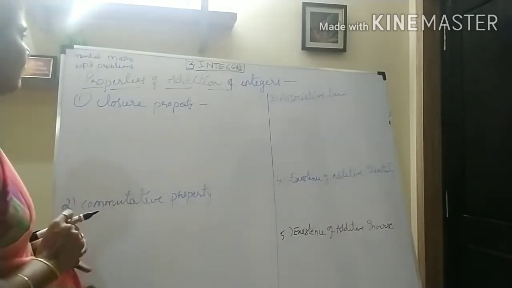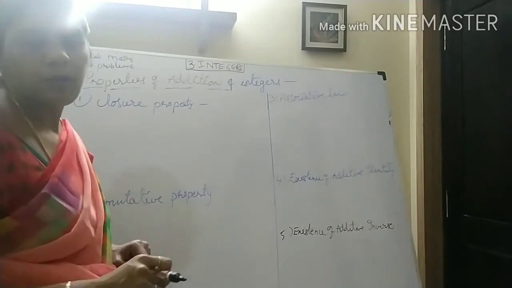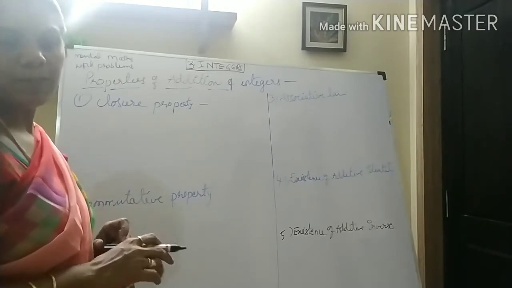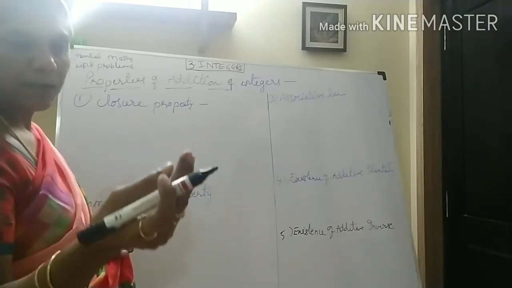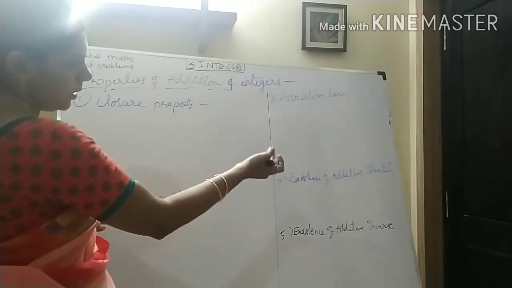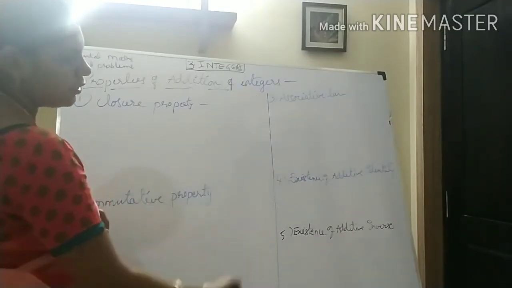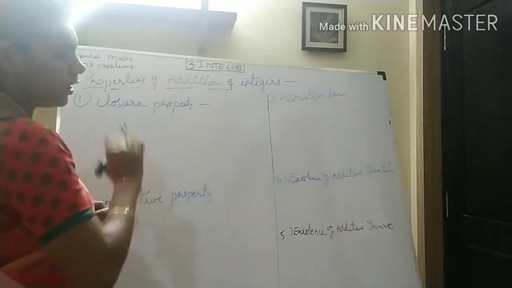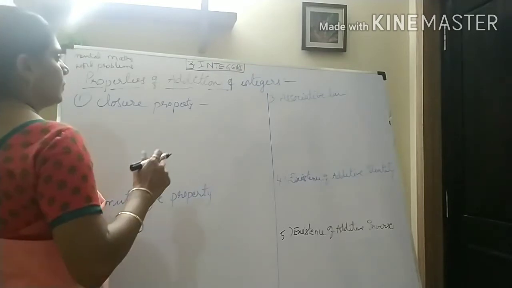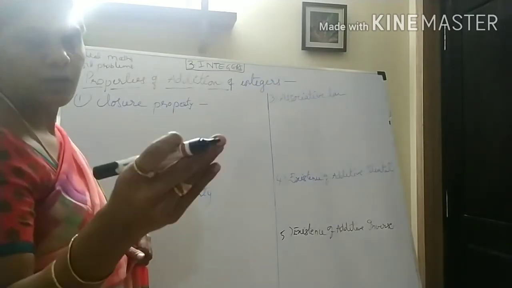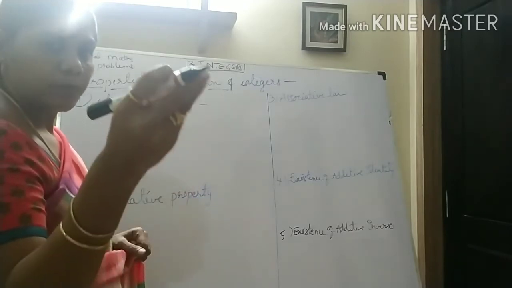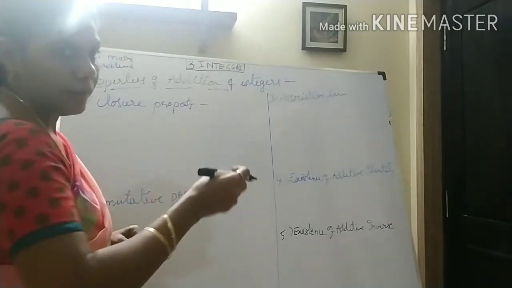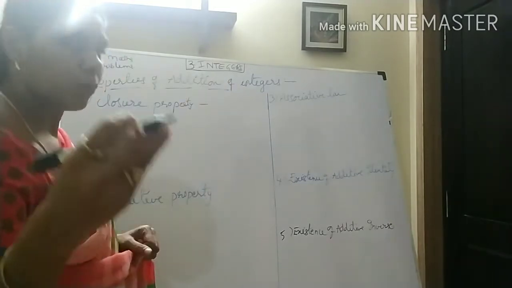First, I am going to explain the properties of addition of integers. As usual, as we learned in whole numbers: closure property, commutative property, associative property, existence of additive identity, and existence of additive inverse. All this we have seen in whole numbers. Now we will apply it to integers. Integers means negative numbers, 0 and positive numbers, whereas whole numbers means 0 and positive numbers. When it comes to integers, negative numbers are also added to whole numbers.